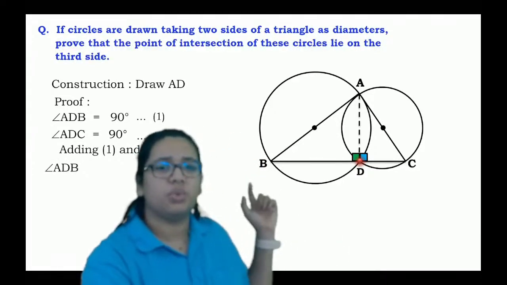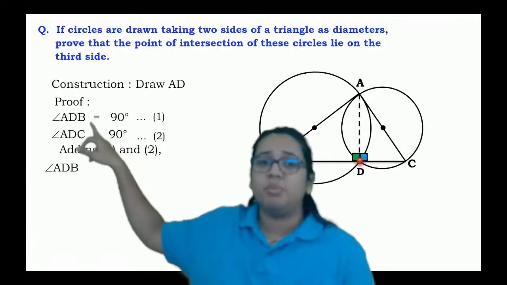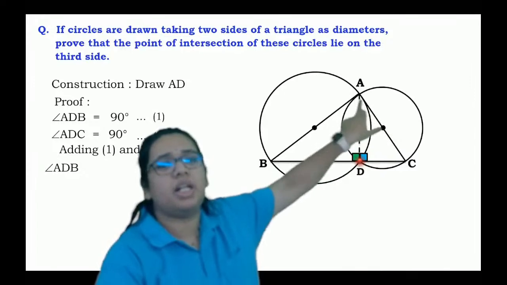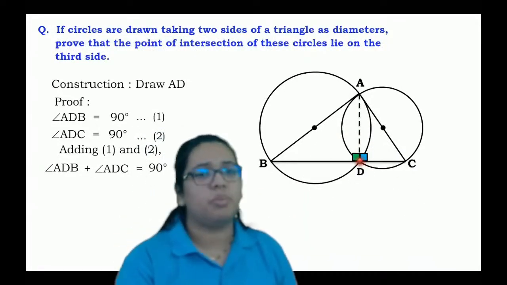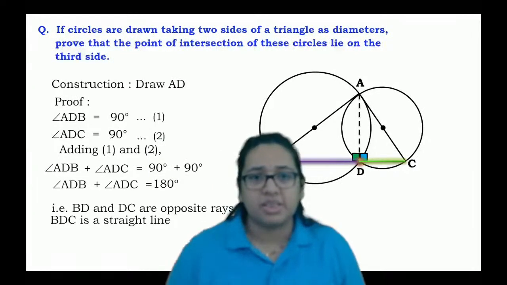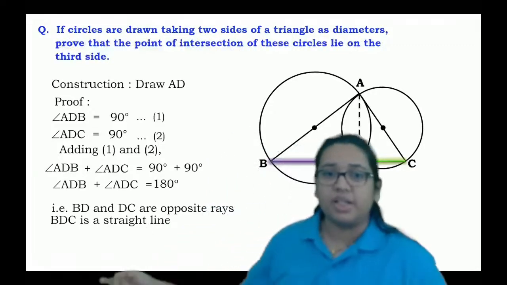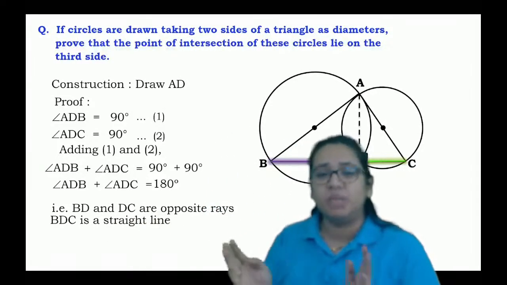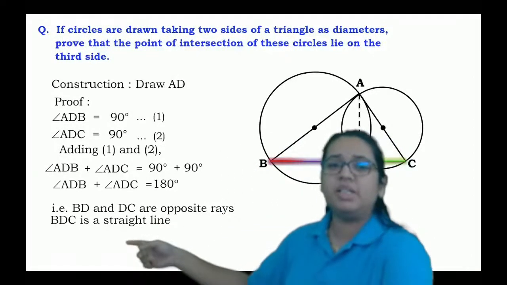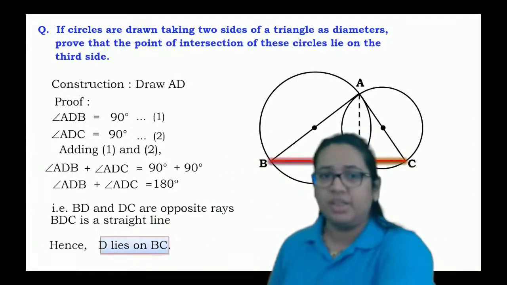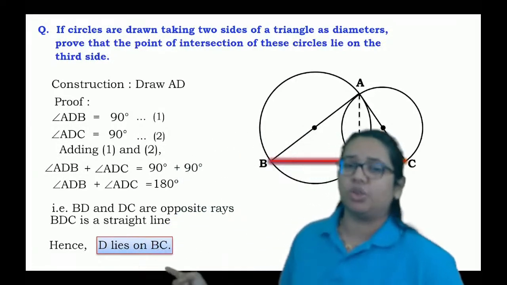So adding equation 1 and 2, what will you get? ADB plus ADC is nothing but 180. It means that ADB and ADC are linear pairs. That is, BD and DC will be opposite rays. For BDC is a straight line, correct? Getting this one? Do you understand this? So obviously D lies on BC.